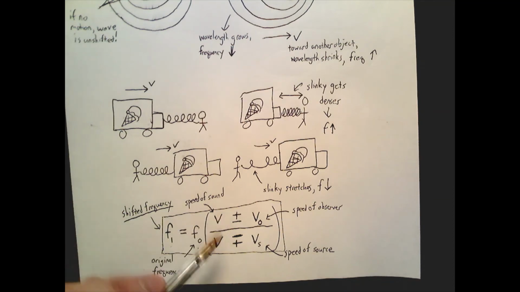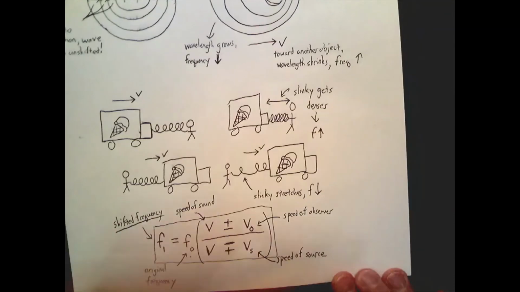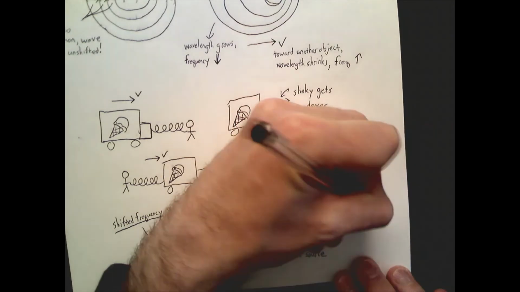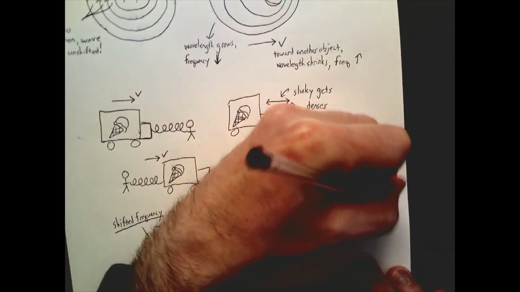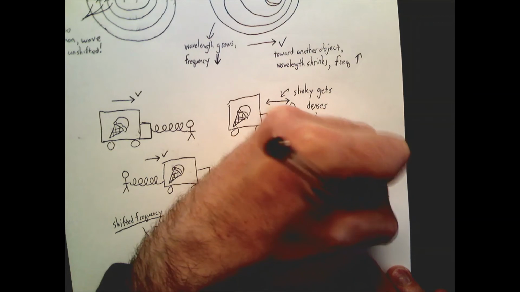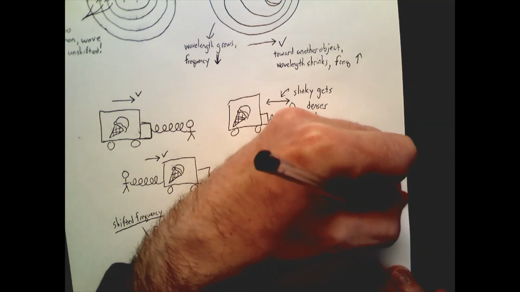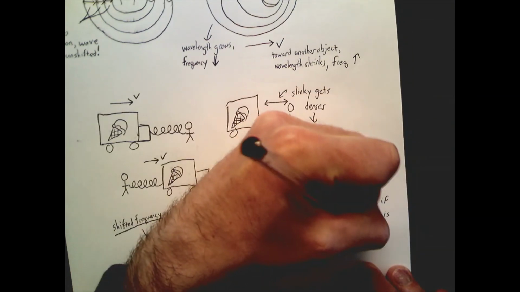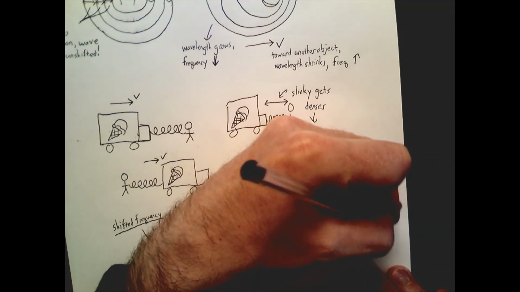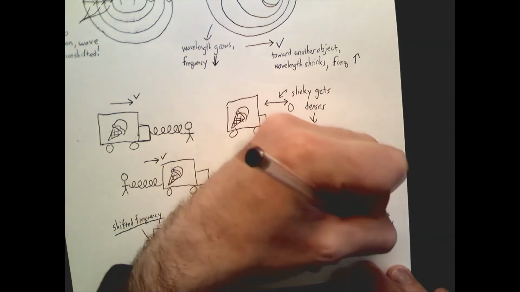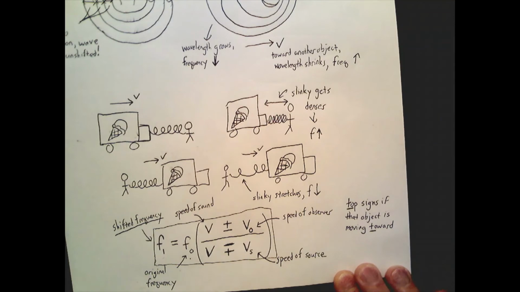Now, these signs here. In both the numerator and the denominator, there is a top sign and a bottom sign. So plus on top, minus on bottom. Minus on top, plus on bottom. You use the top signs if that object is moving toward. So you use the top signs if the objects are going toward.